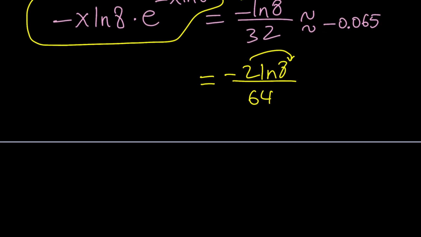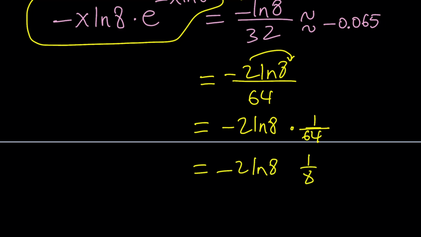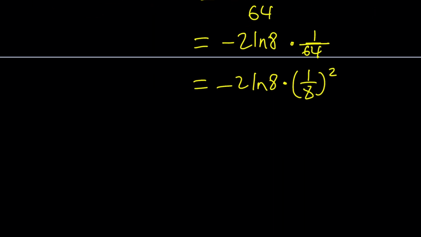Okay. So this is going to be written as negative 2 ln 8 times 1 over 64. And notice that 1 over 64 is a fraction. In other words, it's 1 over 8 squared, right? So I can write it as 1 over 8 squared. And that can also be written as 8 to the power negative 2. And that is important because that's actually going to be something that I'd like to use. But how?